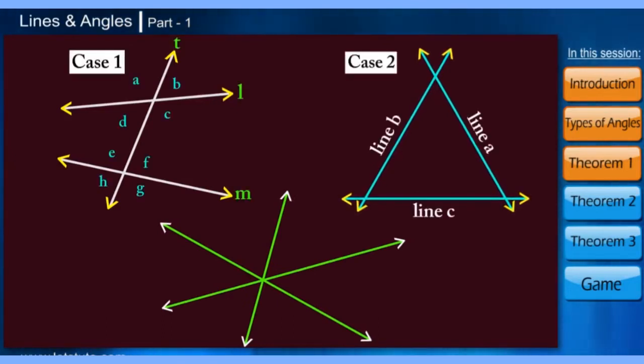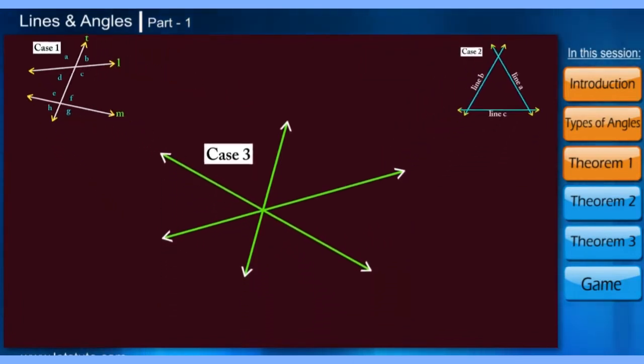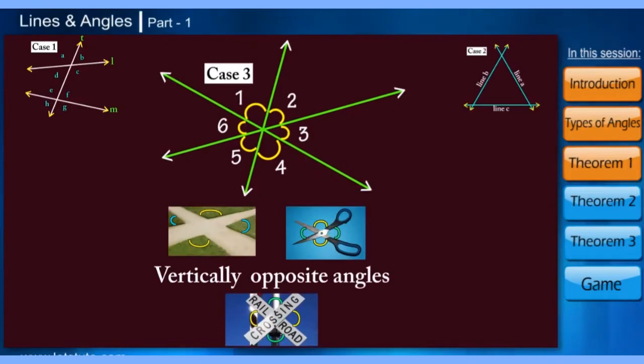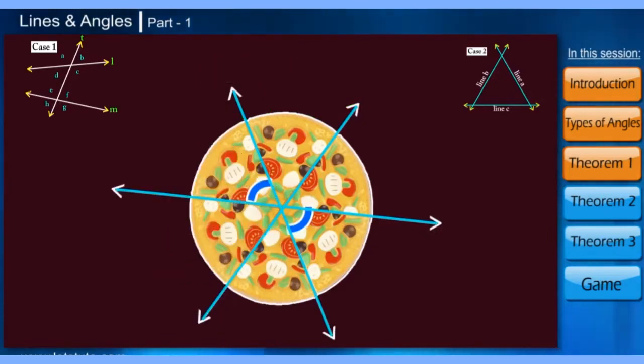Now, any of these three possibilities can occur. Well, in case 3, we have 6 angles formed, and this looks very similar to the vertically opposite angles that we just studied. And you can find these angles when you eat your next pizza.